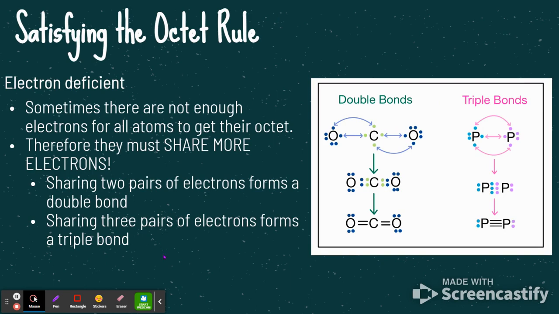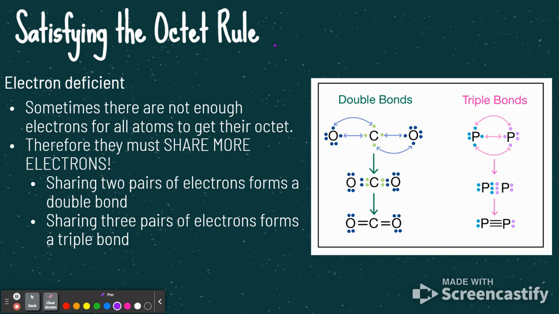All right, so sometimes when we're trying to satisfy our octet rule, we don't have enough electrons. Once again, we have another situation of electron deficiency. So if I don't have enough electrons for all atoms to get their octet, we have opportunities for them to share more. And we've talked about double and triple bonds already in our unit. So if I don't have enough when I'm drawing, I can look for opportunities of elements to bond multiples, okay? I can have 2 pairs shared to form that double bond, or 3 pairs shared to form a triple bond. We've gone over this once before.